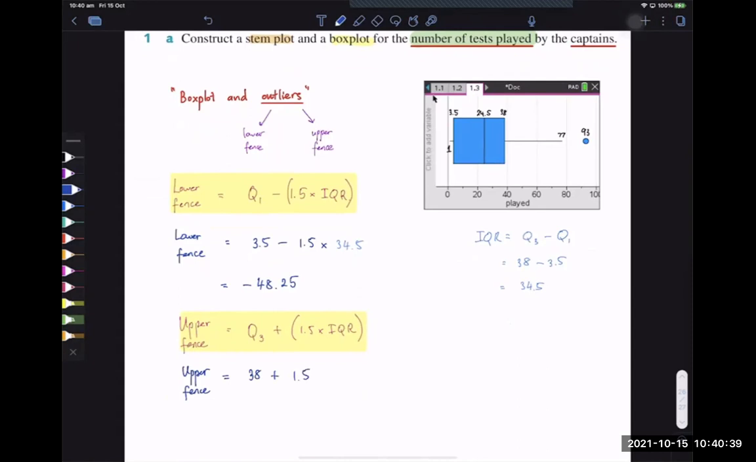Plus 1.5 times IQR. We know what our IQR is already, 34.5. Please do this on your scratch pad.